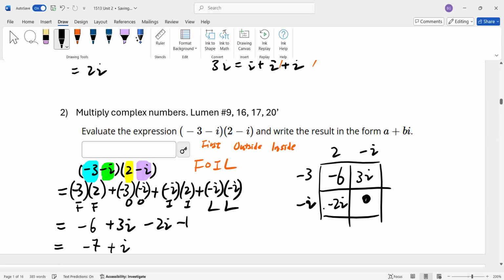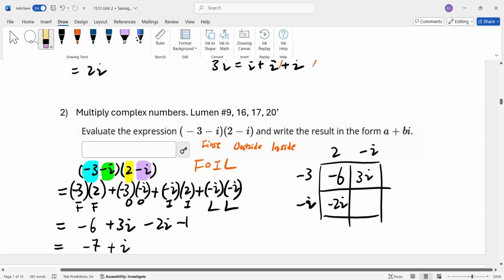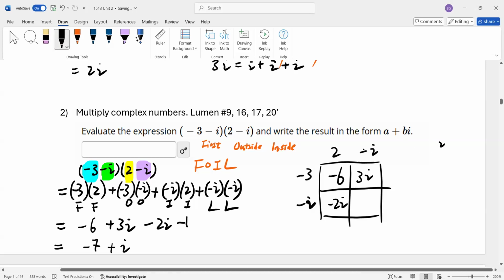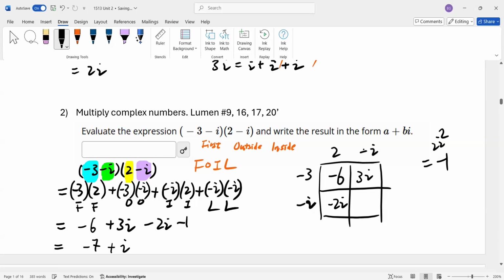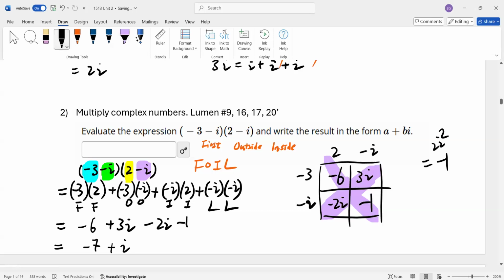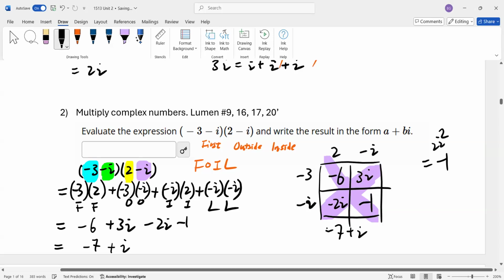And this spot is -i times -i. I did that already, right? We can do that again. -i times -i, they are both negative. Negative times negative is positive. So we have i squared. And i squared equals -1. And in the middle, those two can also combine, and the other two can be combined. So we have 5 - 5i, and done.